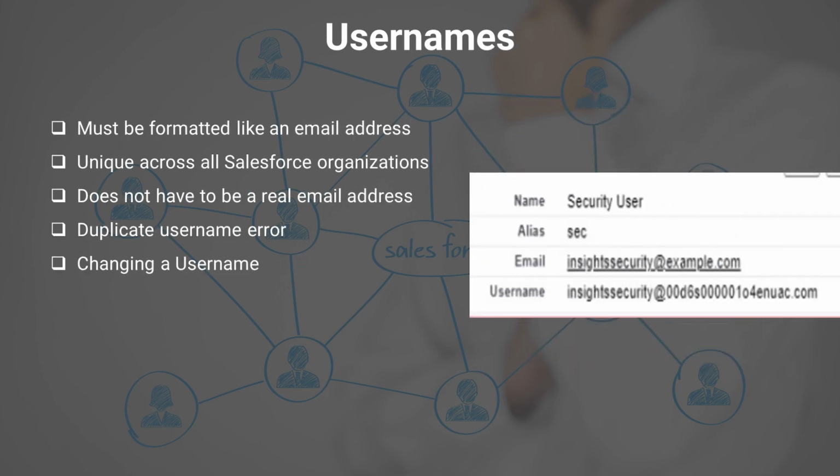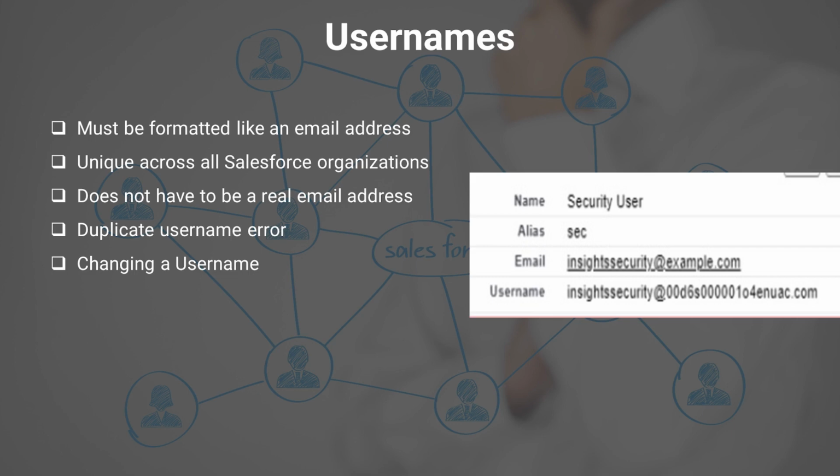Usernames. Each user has both a username and an email address. The username must be formatted like an email address and must be unique across all Salesforce organizations. Usernames are unique across Salesforce organizations globally, therefore cannot be reused. Users can use their real email address if they wish, as long as their email address is unique across all Salesforce orgs. So the key takeaway is that users must have a username in the format of an email address, but they do not have to use a real email address.